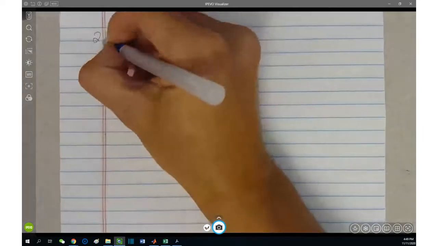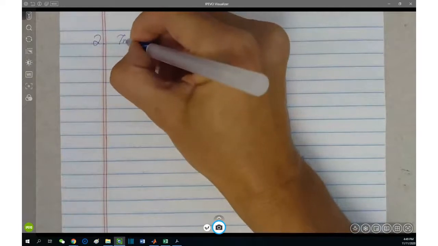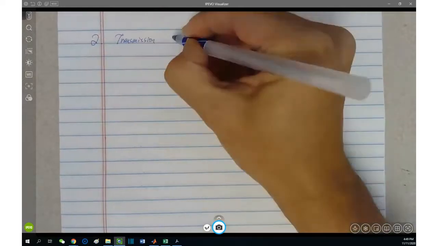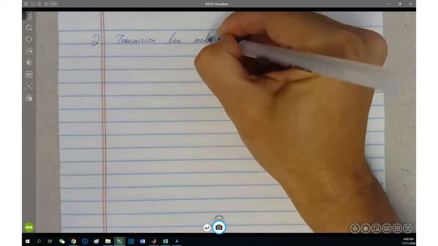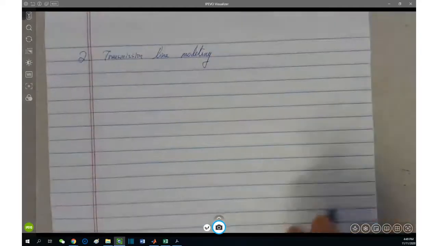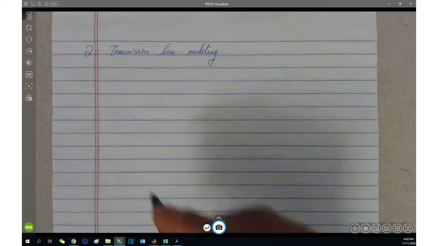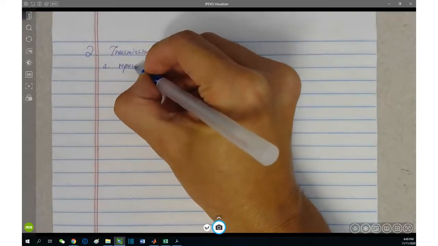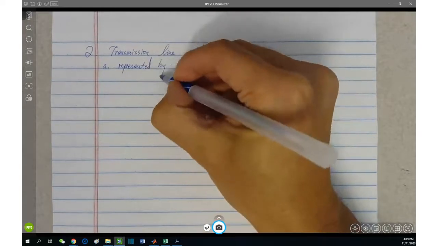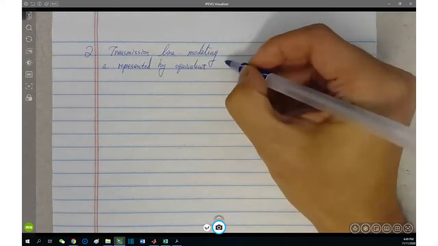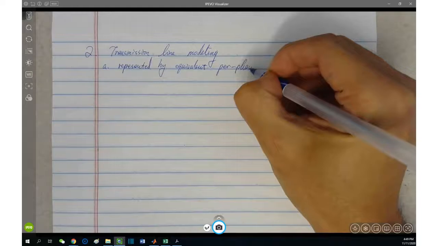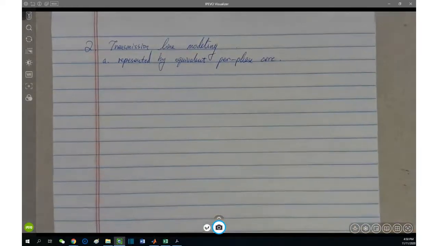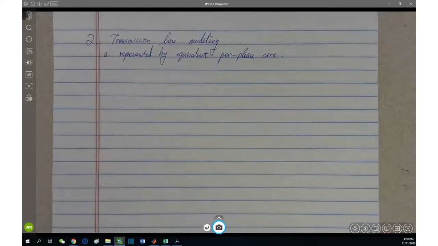Well, let's talk about the model. Transmission line modeling. First of all, the basic idea you need to understand is that it is represented by an equivalent per-phase circuit, because a transmission line obviously has three phases, right? We just use a per-phase circuit to represent it, and we are doing the circuit analysis based on the per-phase circuit as well.